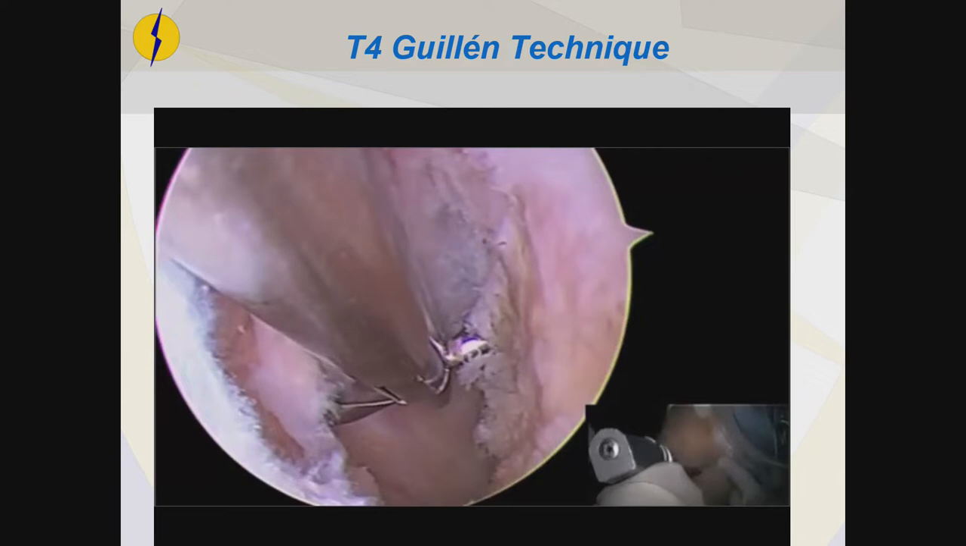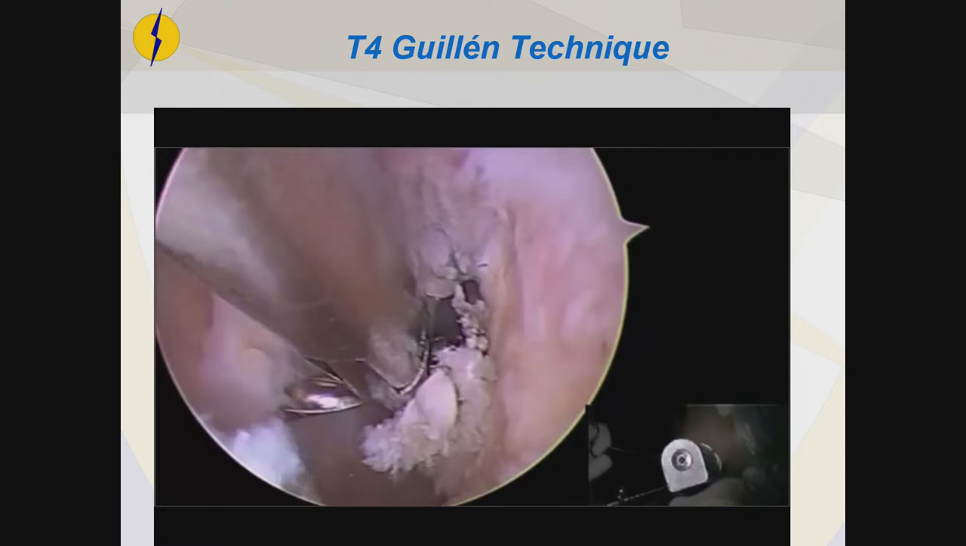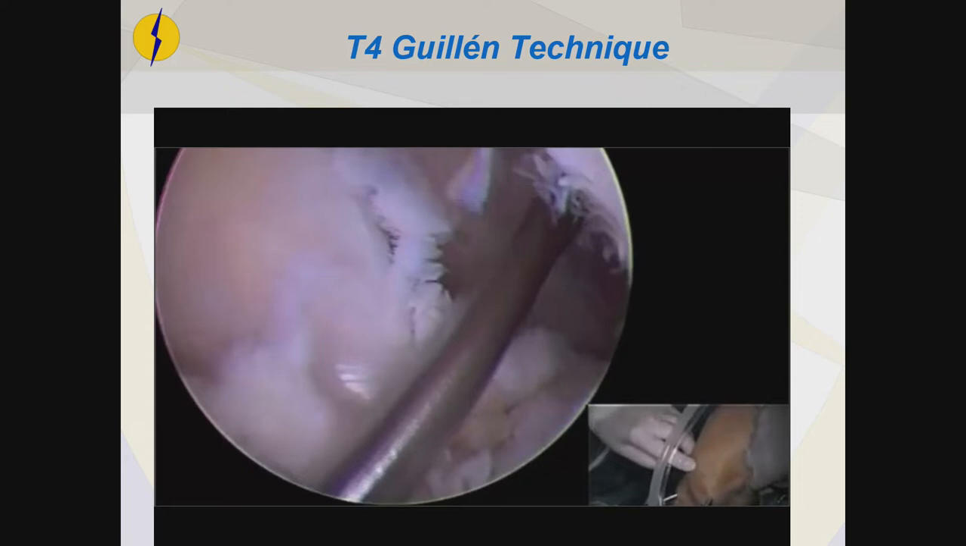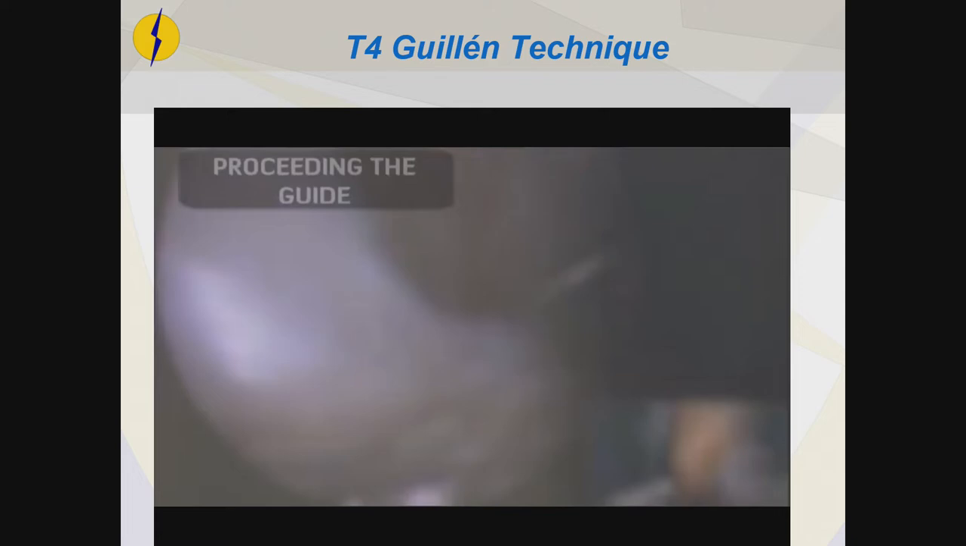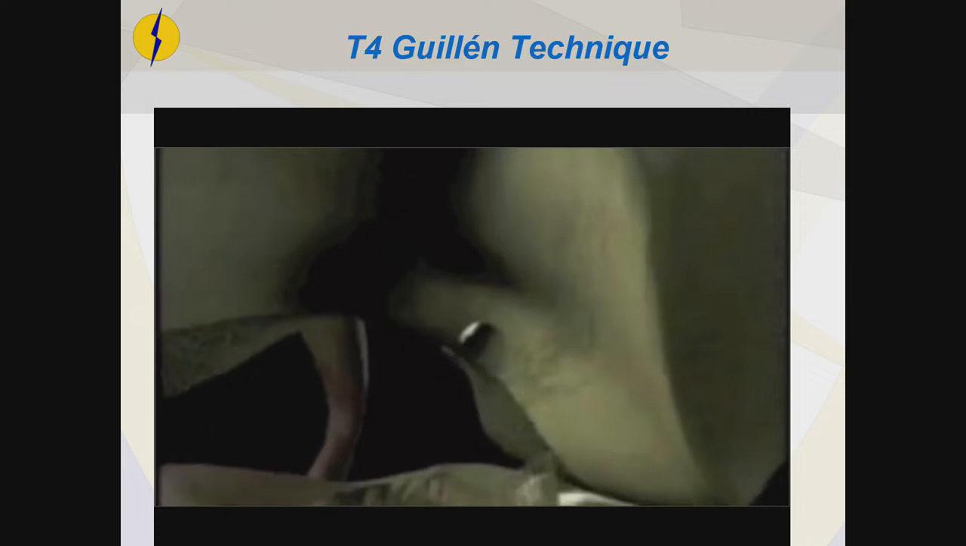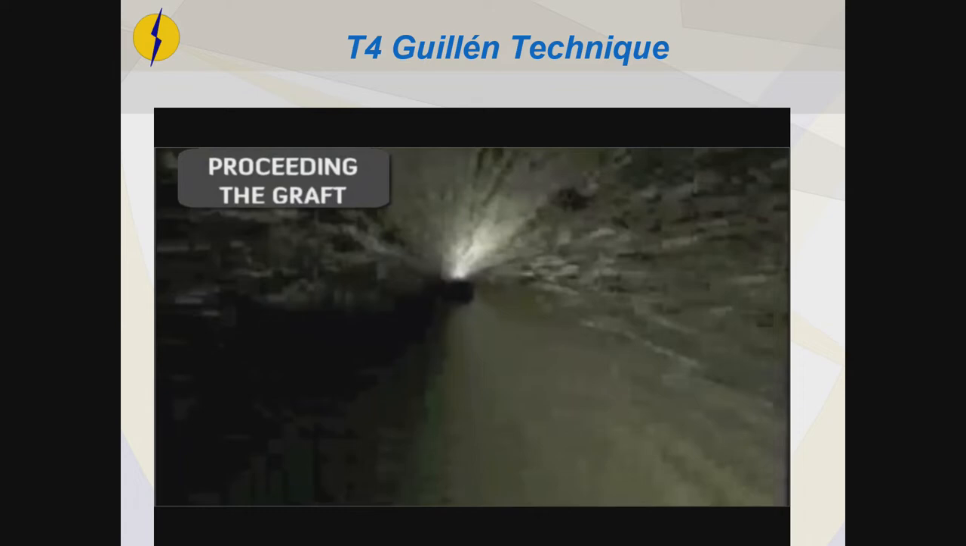And after, we like to drill in two steps, because that trick allows us to change a little bit posterior or anterior as we see. Then we clean the corners to have less stress shielding. And we use this guide to pass through the tunnels from the tibial to the femoral. And with a suture, now we are recovering the graft and passing the graft from the tibial, like here in the video, to the intercondyle area and through the femoral tunnel.